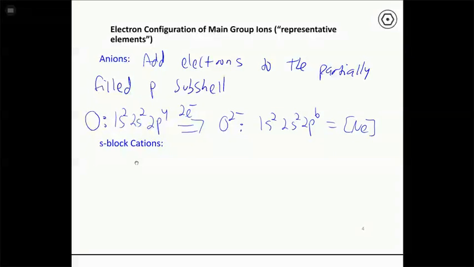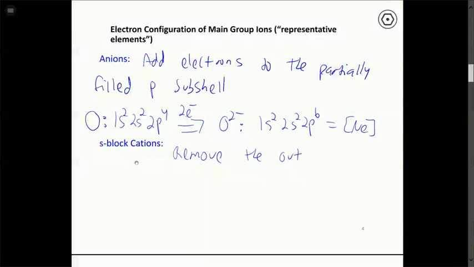And then for s block cations, which is what we're going to talk about primarily, I don't think we'll deal with transition metal cations in this course. It's a little bit different for those. But for s block cations, group 1A and group 2A, we just remove those outermost s electrons. So when you're forming cations, you can almost think of a rule called last in, first out. So the last electrons that you put into the atom are the first ones that you're going to remove when you form a cation. It doesn't always work that way, but we're going to remove the outermost s electrons, that is those with the highest n value.